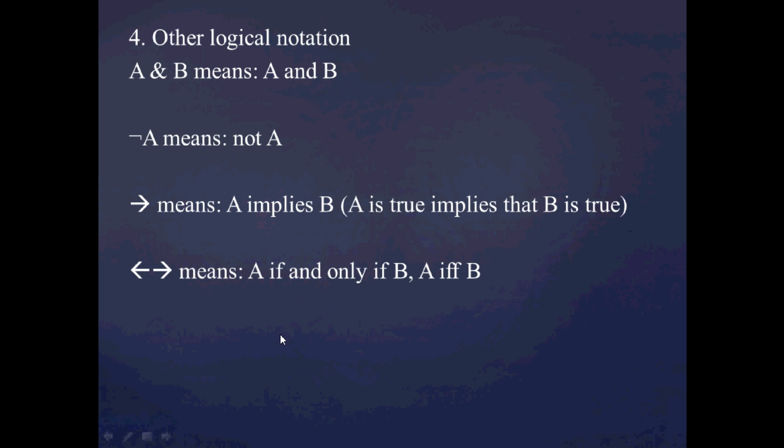And the bidirectional arrow is going to be read as A if and only if B. That also gets written as IFF, so if and only if. What this means is that A implies B and B implies A, so you get this bidirectional relationship. The truth of A guarantees the truth of B, and the truth of B guarantees the truth of A. So that's what the if and only if means.